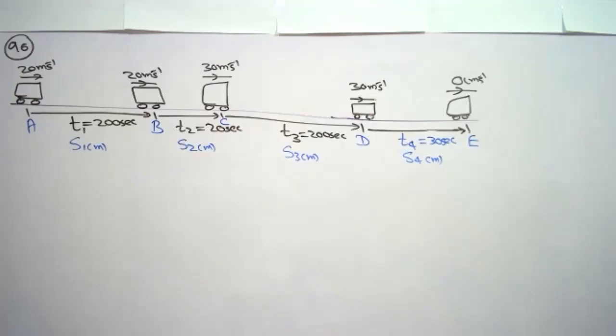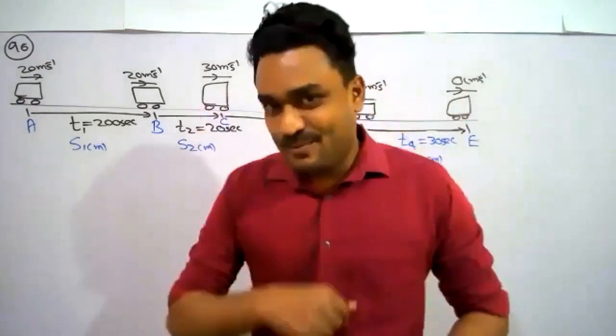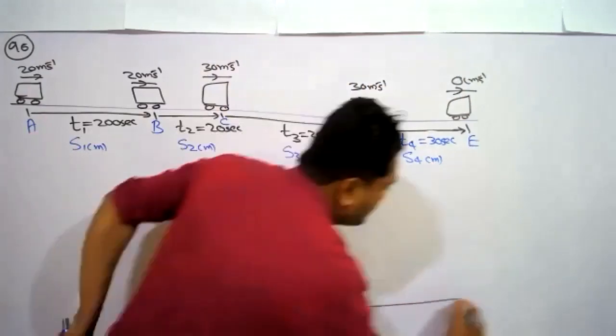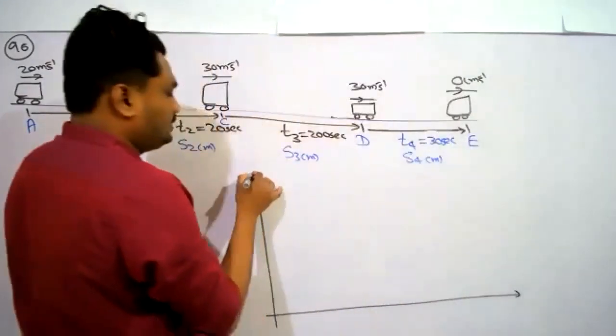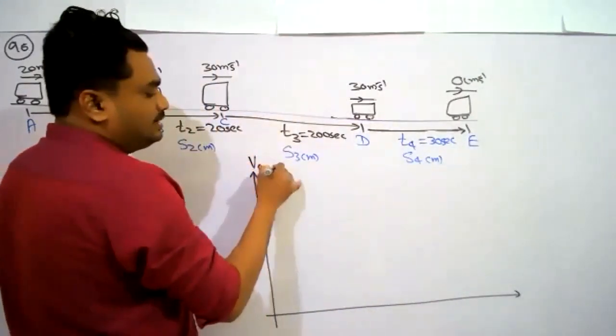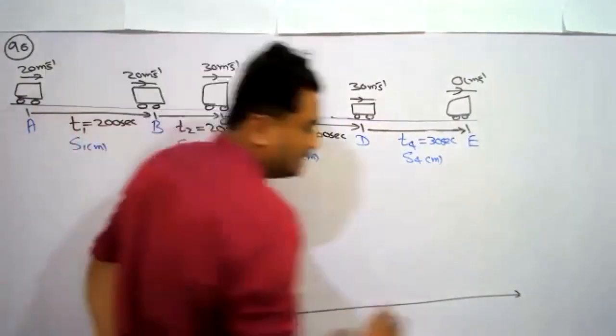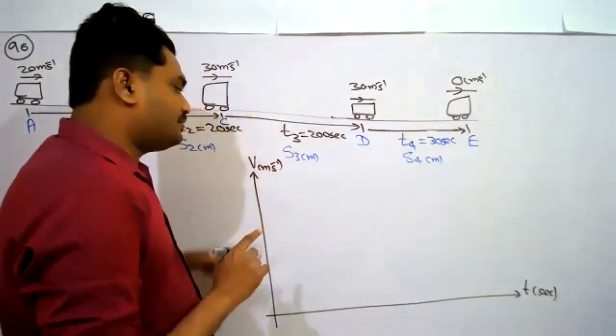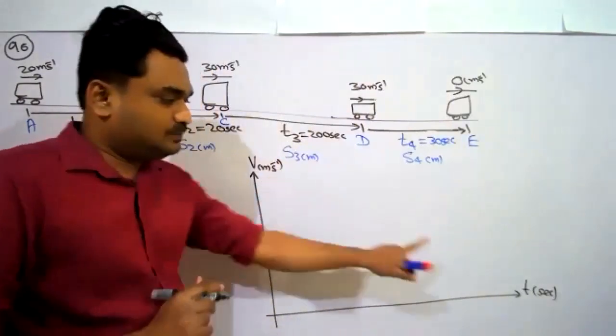I think you have drawn the figure, but I'm not going to erase it. Look at the board. Listen, I am going to draw a velocity-time graph for this motion. For the velocity, let me use the letter V. For the time, let me use the letter T. And whenever you draw a graph, you must indicate the units.